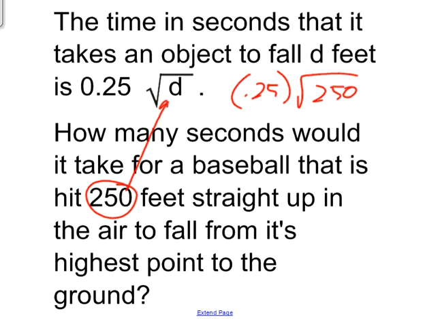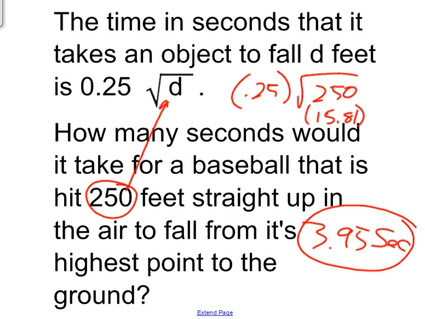I'm going to take my calculator and get the square root of 250. And then I'm going to take that number, which happens to be 15.81, and multiply it by 0.25. And I get 3.95 seconds. I'm going to round that off to 4 seconds. It's the approximate answer.